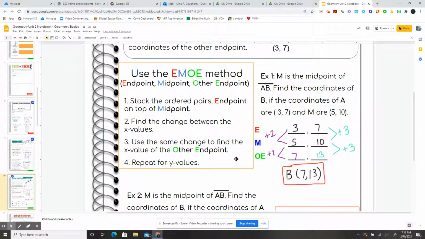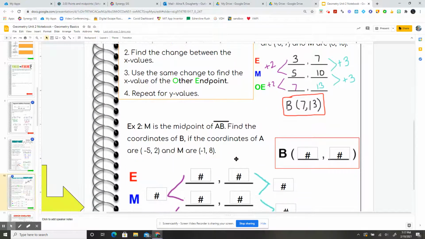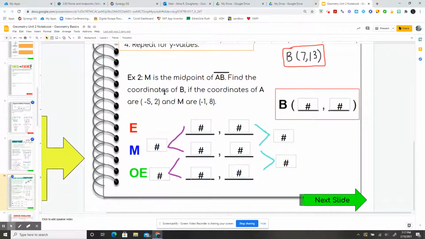Not 2 endpoints, because they'll give you very different answers. So here, let's see if we can do this one. M is the midpoint of AB. If you are not given a picture, I very strongly recommend that you draw that. So A, B, and then M is the midpoint. Find the coordinates of B.